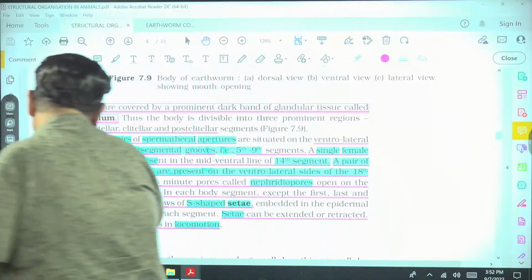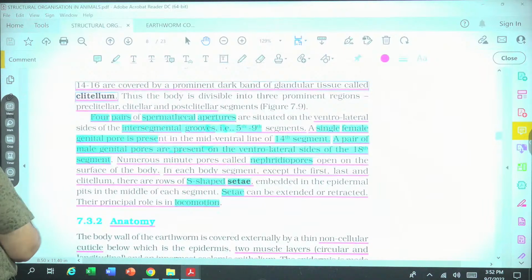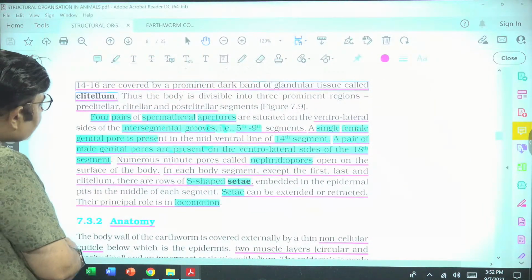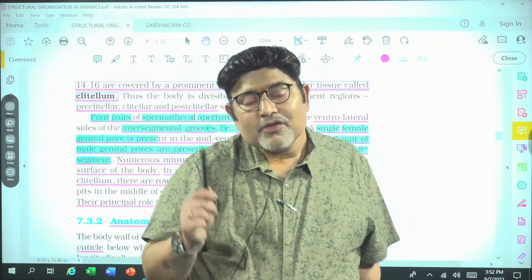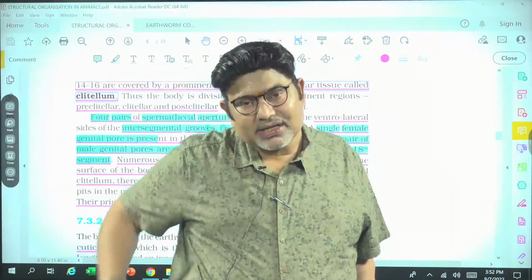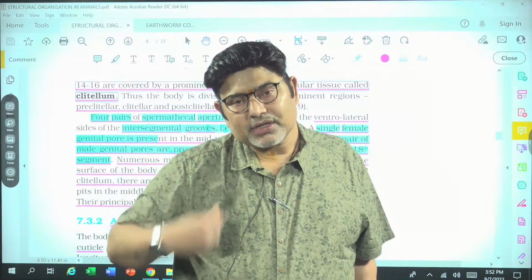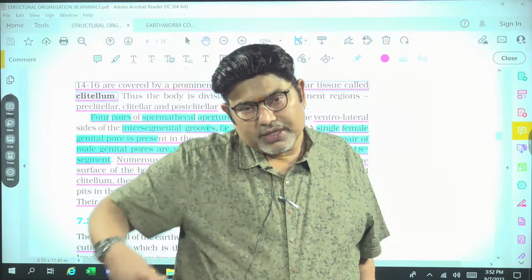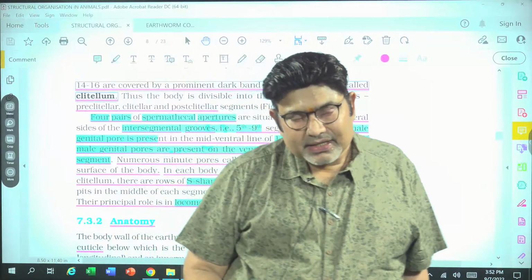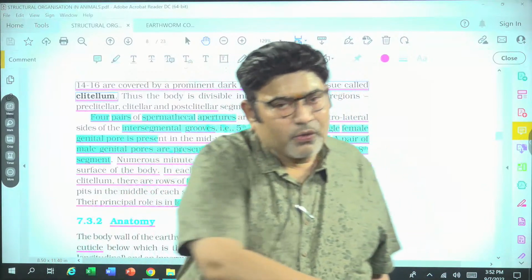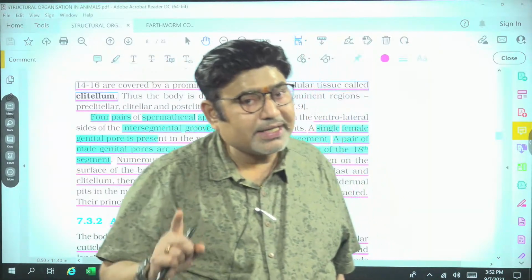Important, note down: 4 pairs of spermathecal apertures are situated on the ventrolateral side of the intersegmental groove between segments 5 to 9. First of all, the term ventrolateral: this is lateral, this is ventral, and I have joined both of them. On the ventrolateral side, we find one opening here, one opening here, and in total, 8 openings are there.